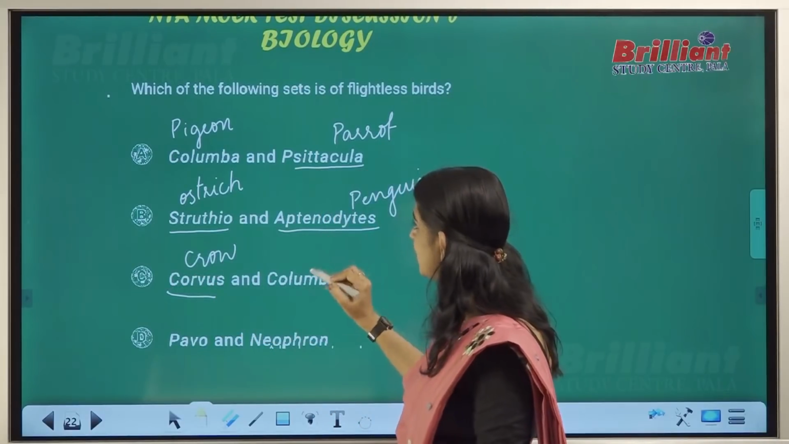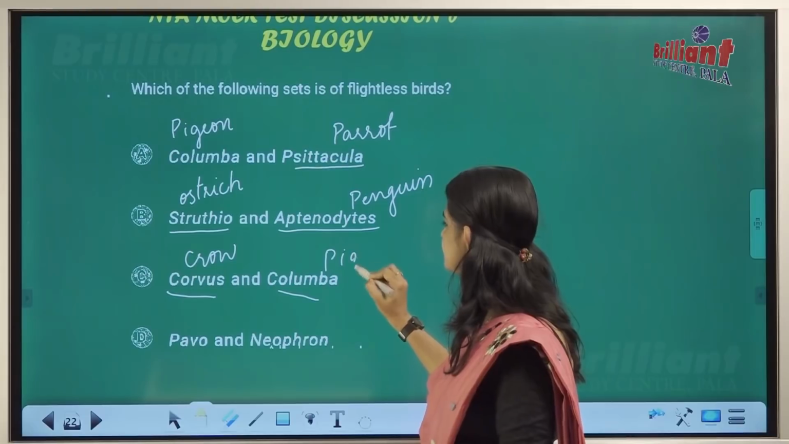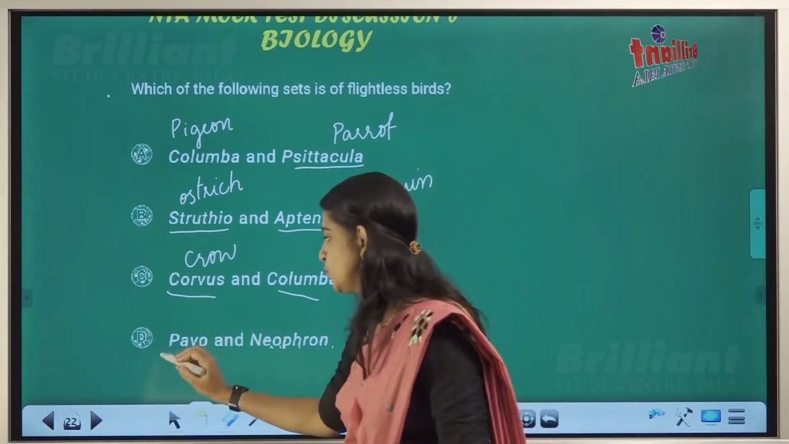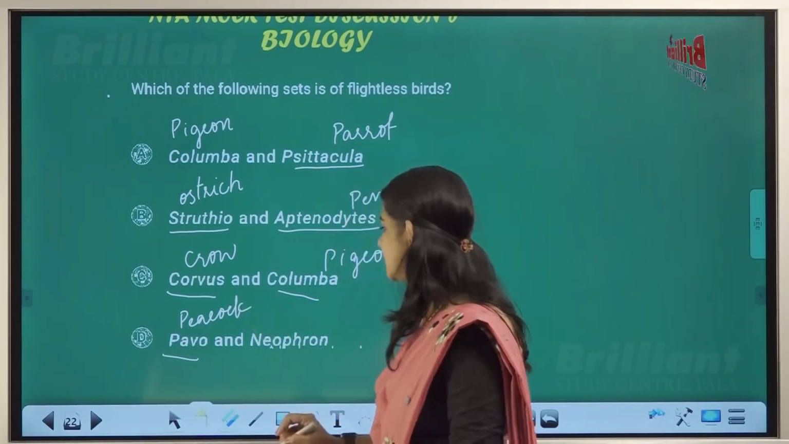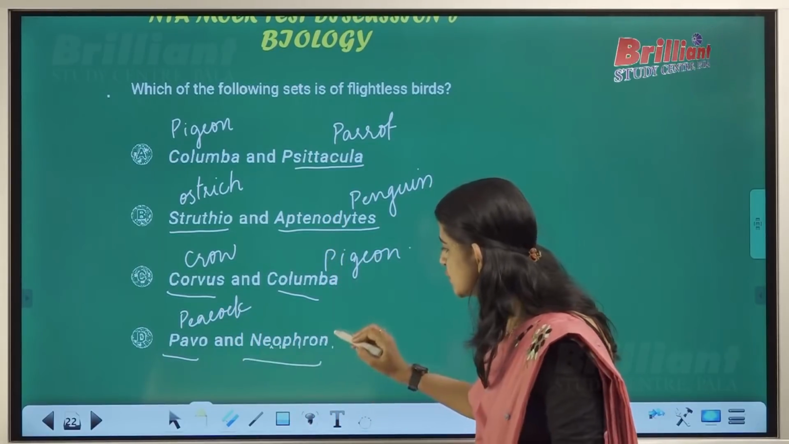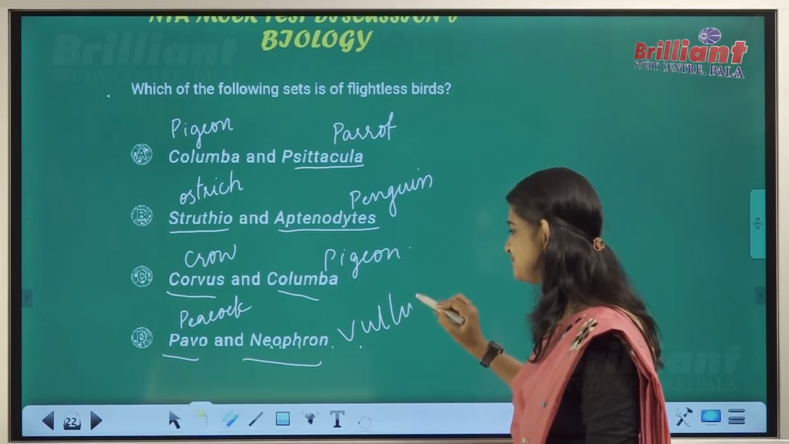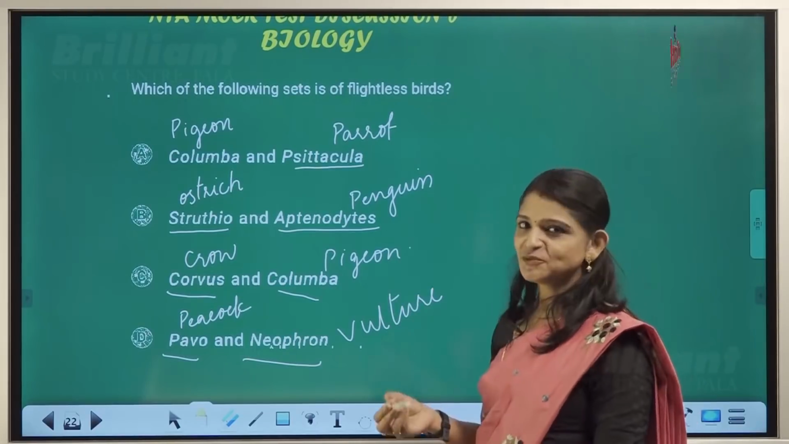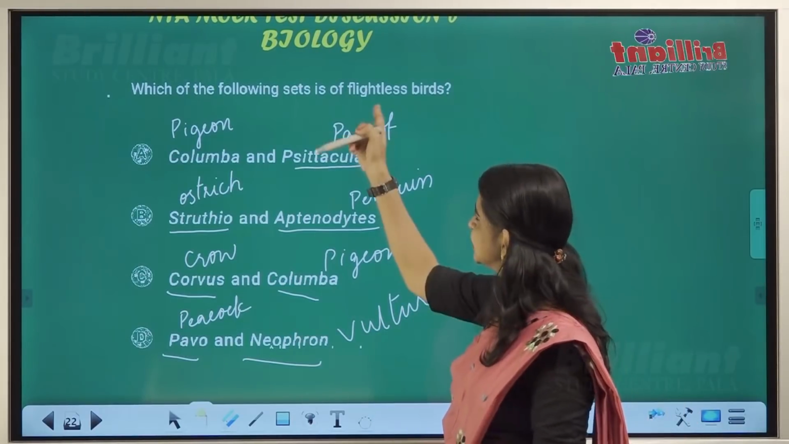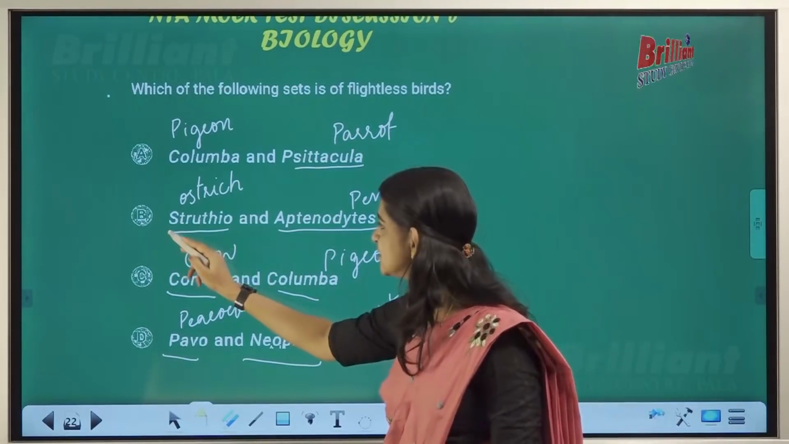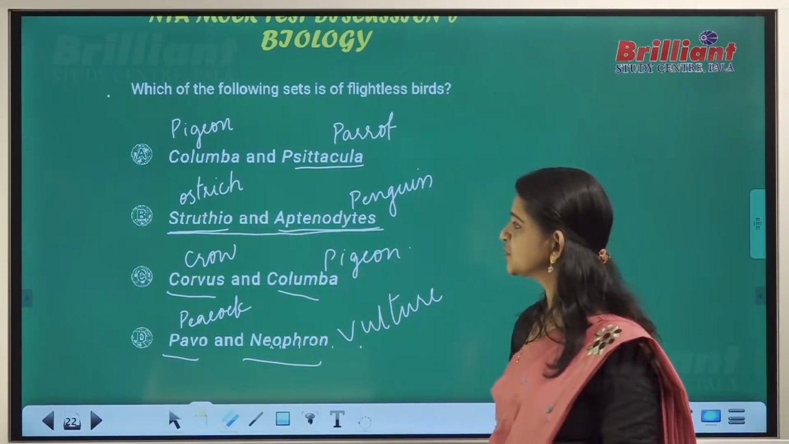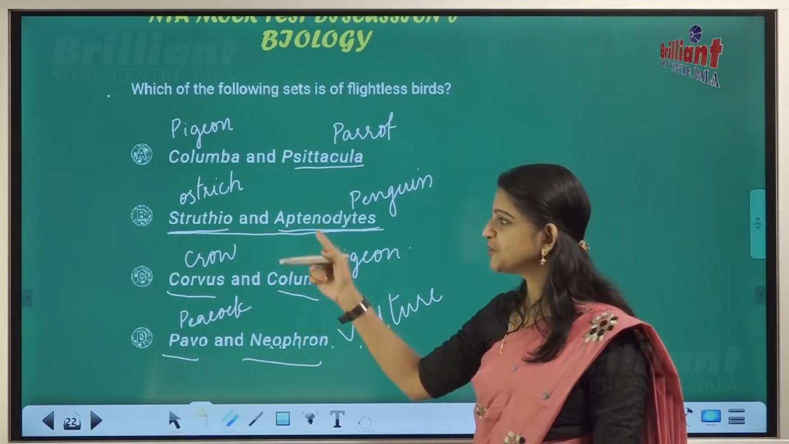Next one, Corvus or crow. Then again Columba, pigeon. Then Pavo. Pavo is peacock. Then Neophron. Neophron is vulture. Now there is no need to explain much. They are asking for flightless birds. So from the options you can understand that it is ostrich and penguin, that is Struthio and Aptenodytes, your option B.